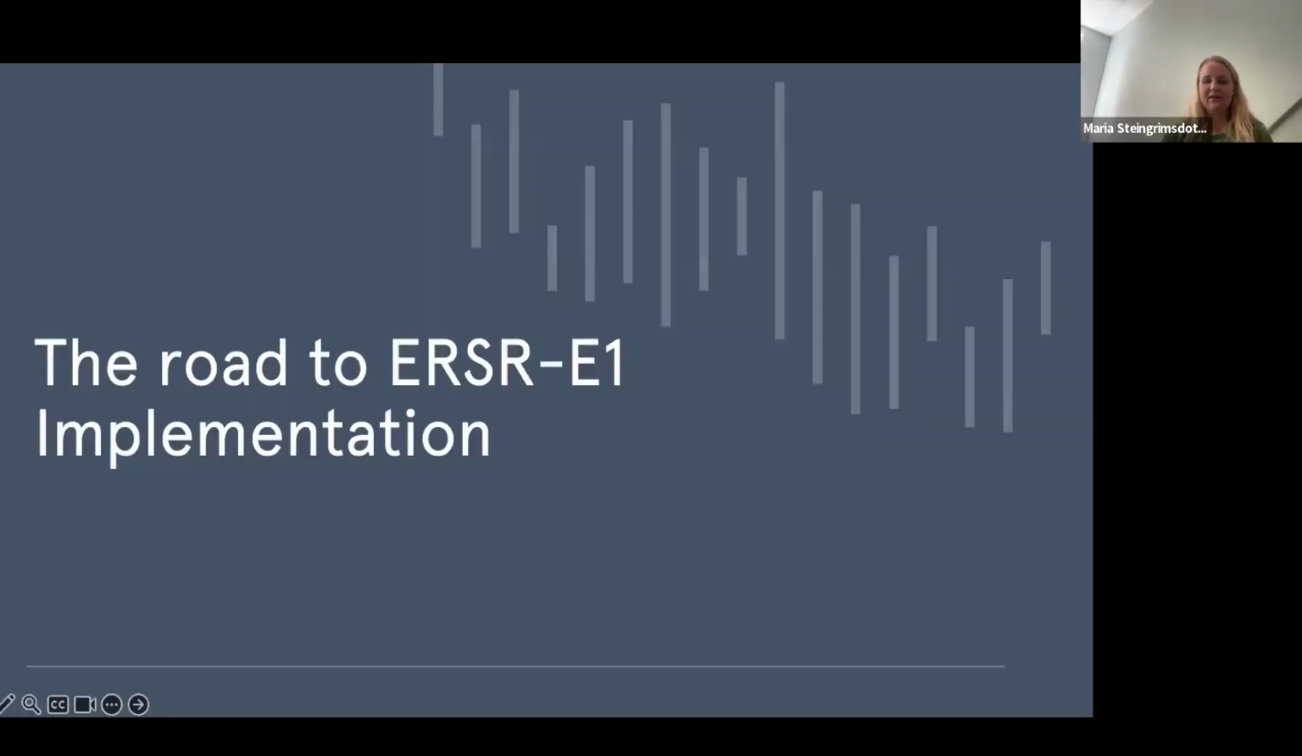And now I will dive deeper into the third step of covering the data. So what projects does a company need to conduct in order to do ESRS E1 reporting? And how does the road to ESRS E1 implementation look like?